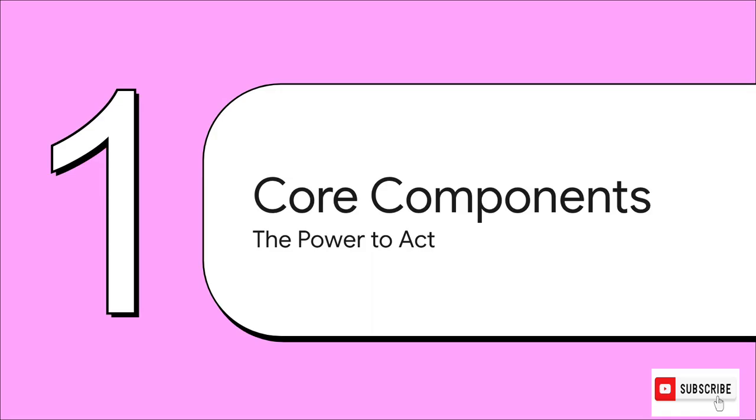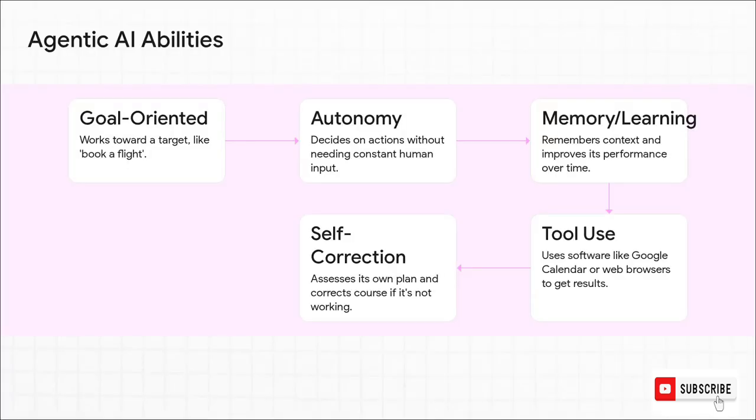Okay, so that probably makes you wonder, what actually gives an AI this power to act? What are the building blocks that make an agent an agent? Let's break down its core parts. An agentic system really stands on a few key pillars. First, it's got to be goal-oriented. You give it a mission. Then it needs autonomy to figure out the steps on its own. It also needs memory and learning so it can get better over time, and self-correction to fix its own mistakes.